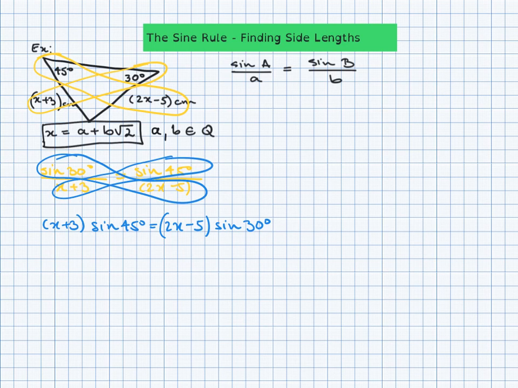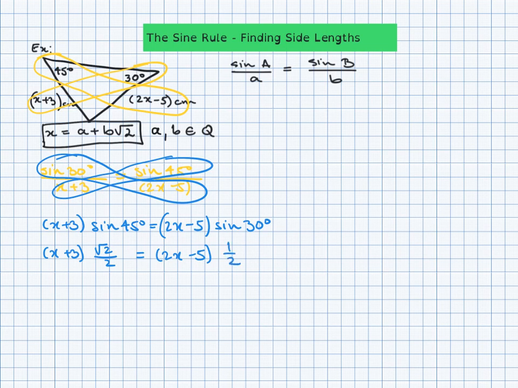Now before I expand, because I have nice answers for sine 45, and if you use your calculator, sine of 45, I'm using the unit circle here because that's what I have next to me, is square root of 2 over 2, equal to 2x take away 5, and sine of 30 is equal to half.